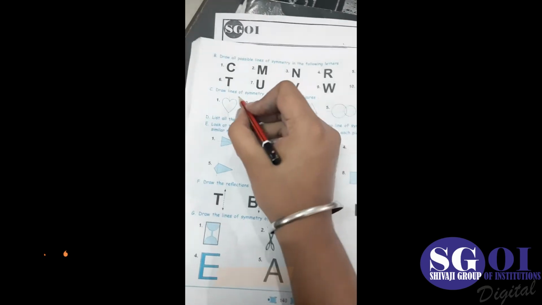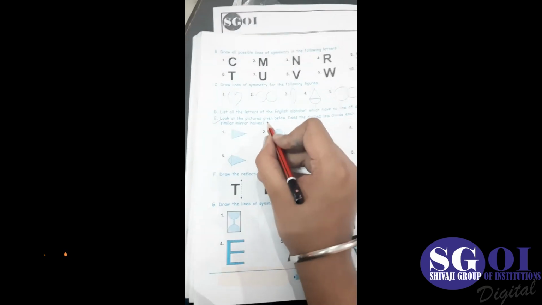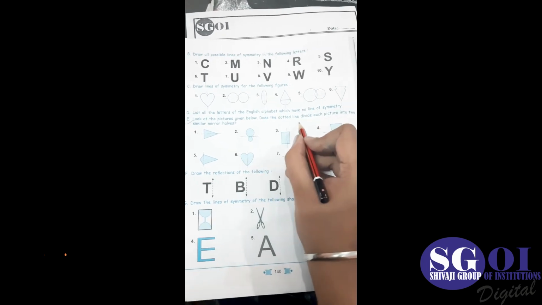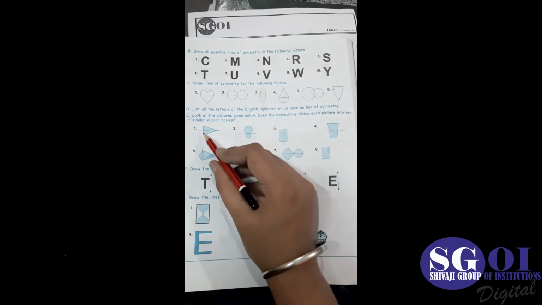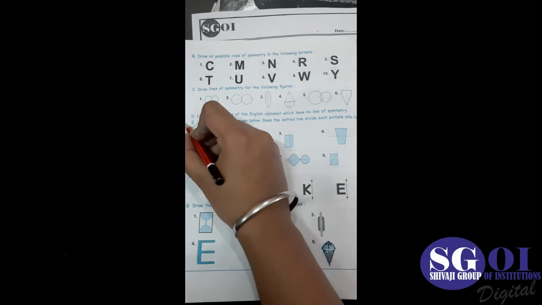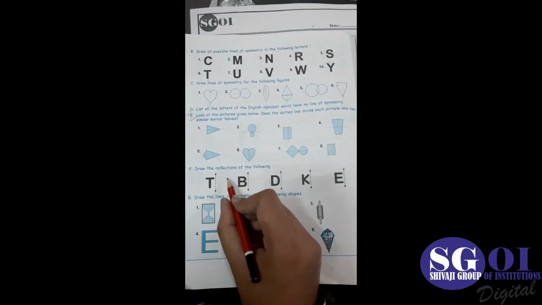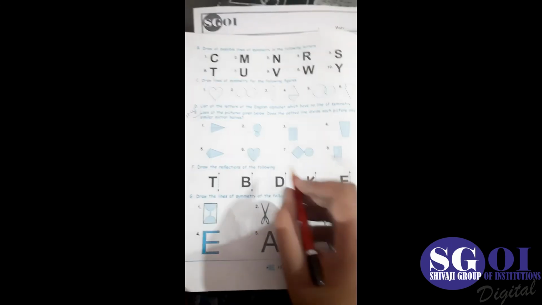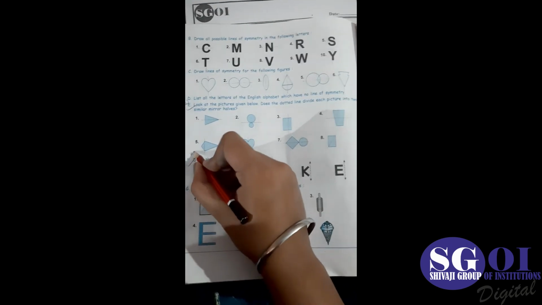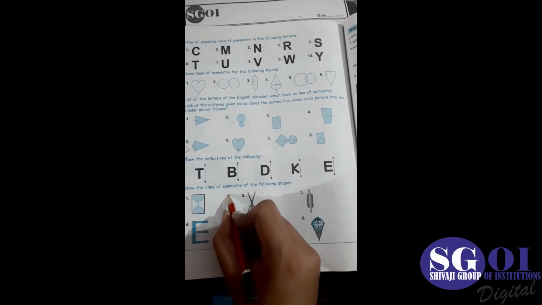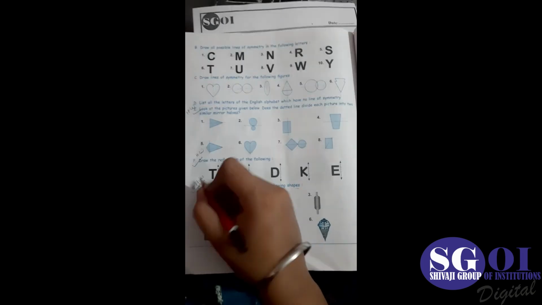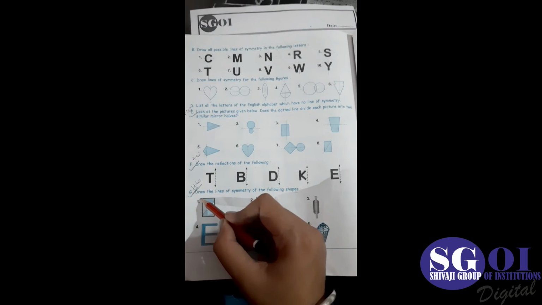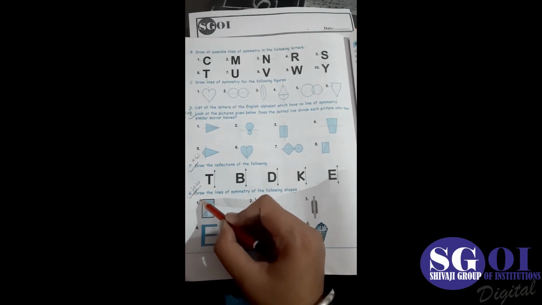Students, now part D is completed. Now E: look at the pictures given below. Does the dotted line divide each picture into two similar mirror halves? That is your homework. F: draw the reflection of the following. This part is also your homework. G: draw the line of symmetry of the following shapes. This is your homework too. Questions E, F, G. Students, do your homework in your notebook.